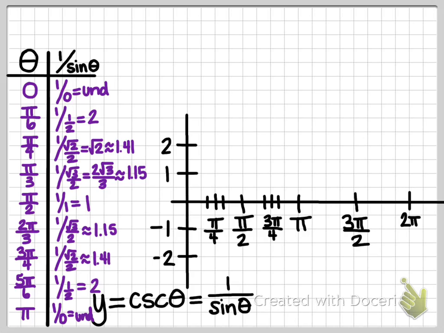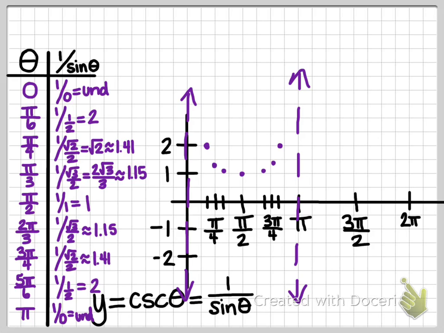Okay, so we'll start plotting these points. So at 0, we're going to have an asymptote. Pi over 6 is equal to 2. Pi over 4, 1.41. Pi over 3, 1.15. Pi over 2 is 1. And then we're going to start seeing those values go back up. So 2 pi over 3 is 1.15. 3 pi over 4, 1.41. 5 pi over 6, 2. And then another asymptote at pi.